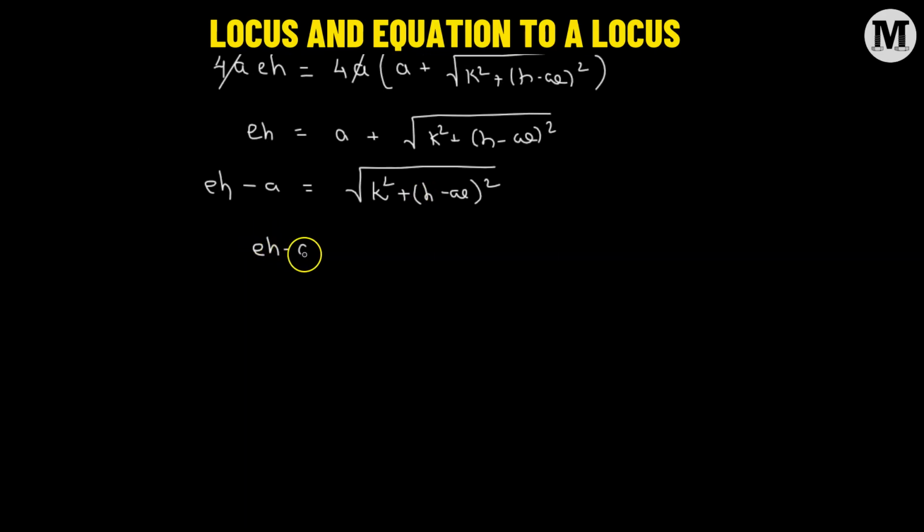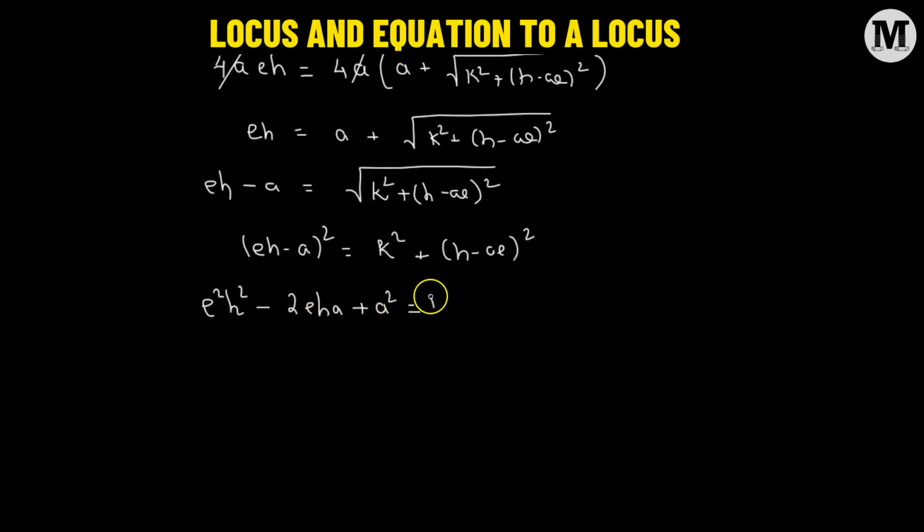We get (EH minus A) whole squared. So this will be equal to K squared plus (H minus AE) whole squared. Let's expand (EH minus A) whole squared. We get E squared H squared minus 2EH times A plus A squared. So this will be equal to K squared added to H squared minus 2AEH plus A squared E squared. Fine.